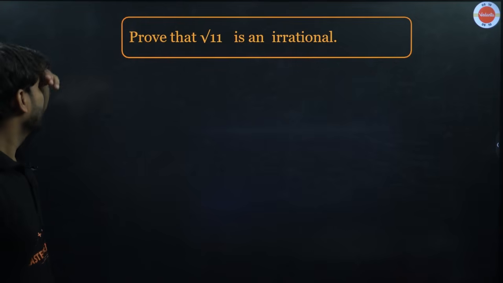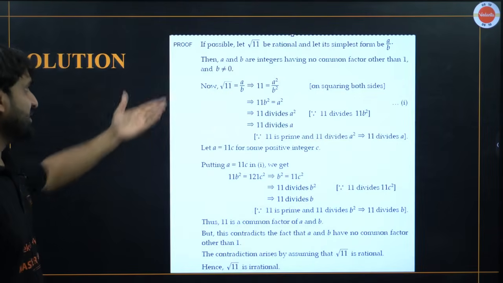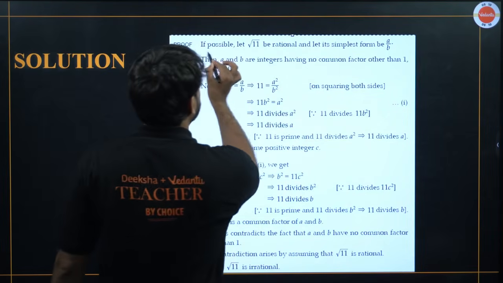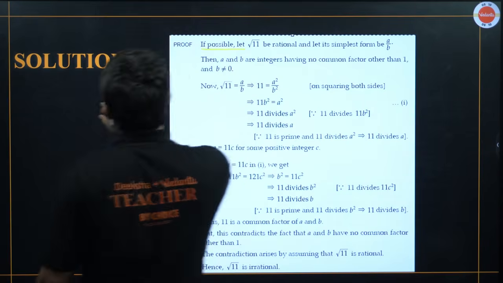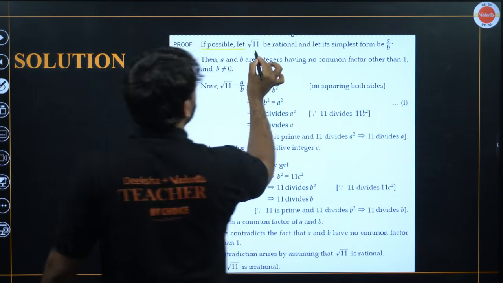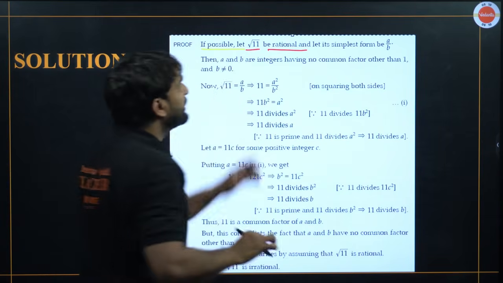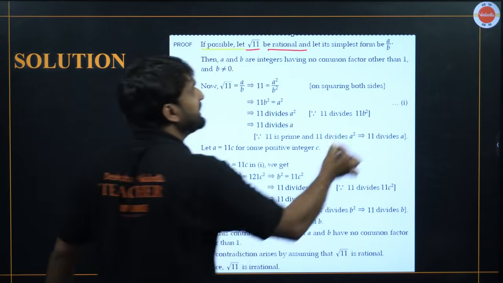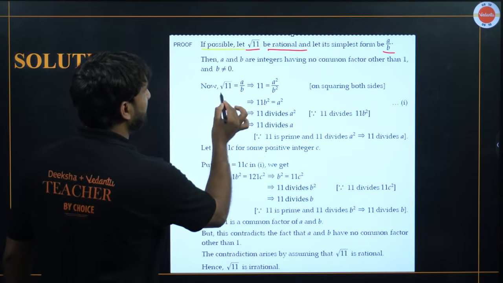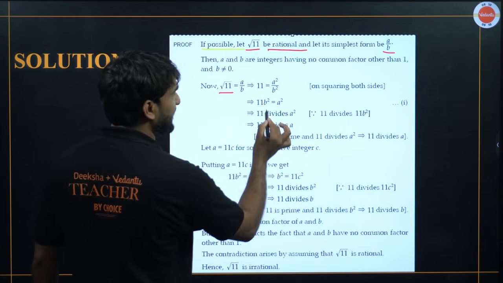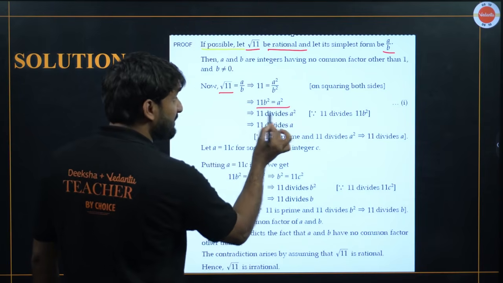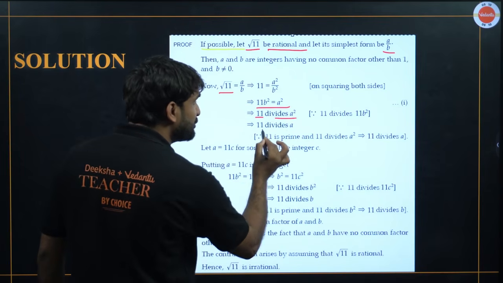Next question: prove root 11 is an irrational number. Again, the same method. Assume root 11 is a rational number, so it can be written as a by b. So root 11 is a by b. By squaring both sides, 11b square is a square, which means 11 divides a square, so 11 divides a.